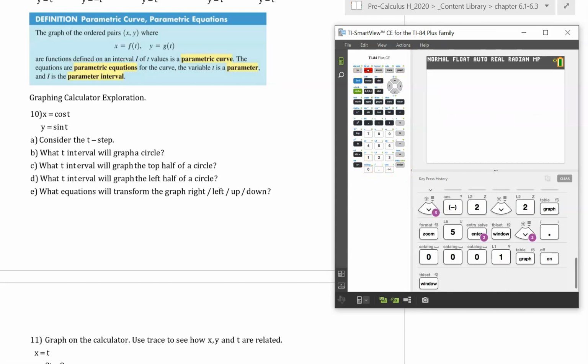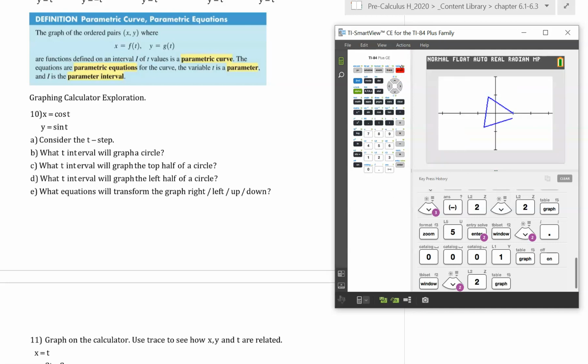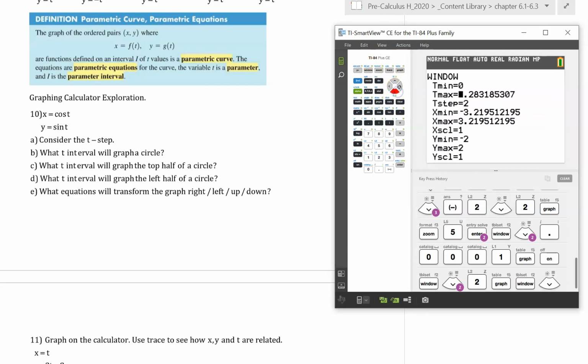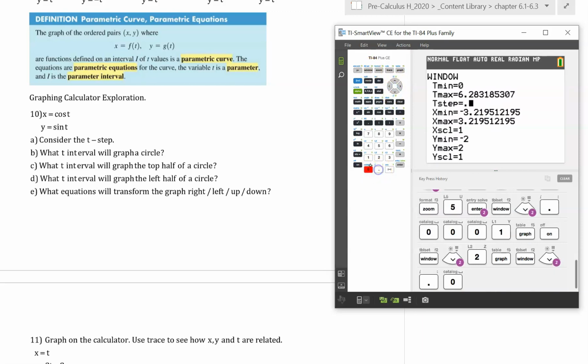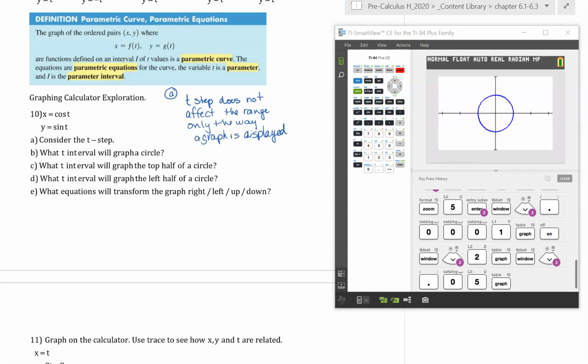Let's go back to window and say, okay, poor calculator, you're working too hard. Let's just make it something like 2. Think about it. It doesn't have to make very many calculations, but then take a look at the graph. Whoa, okay. Notice it only made 1, 2, 3 calculations, so that doesn't look very accurate. So if you have a little compromise here, that's why I did 0.05, because it wasn't too slow, yet it looked pretty smooth. All right, now let's look at part B. What t-interval will graph a circle? Well, we said 0 to 2 pi.